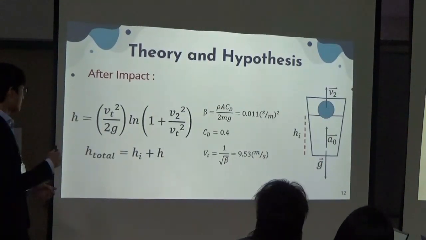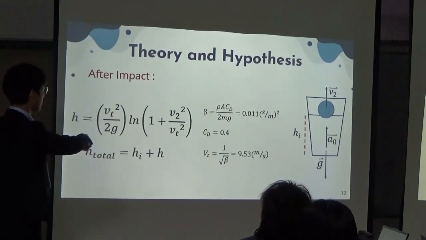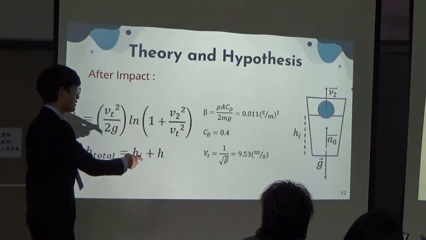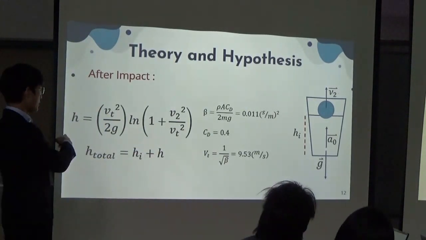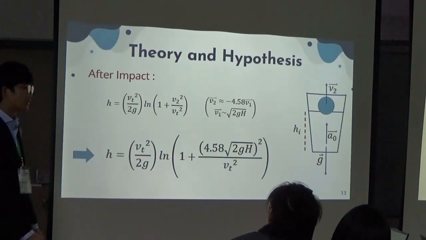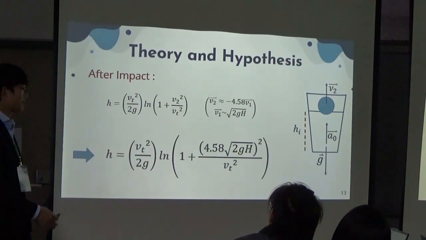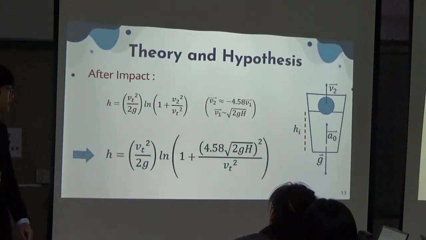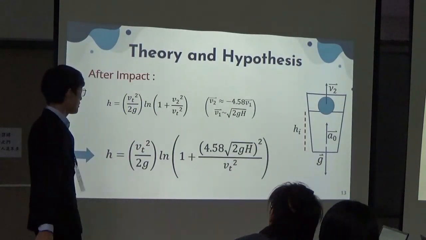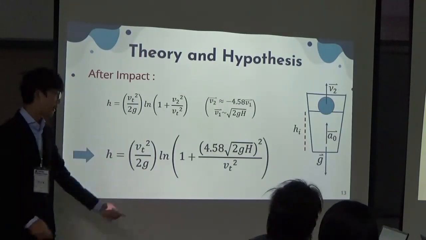So then we want to find the relation for the maximum height. This is the equation of height and the terminal velocity calculated over there. When we get this equation, we want to find the relationship between the initial release height and the rebound height, which is the maximum height you can reach. By substituting those two equations into this equation, we can get the relation between the rebound height and the initial height.